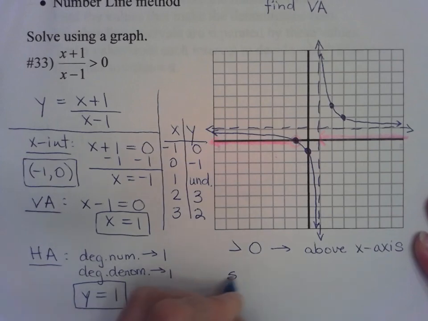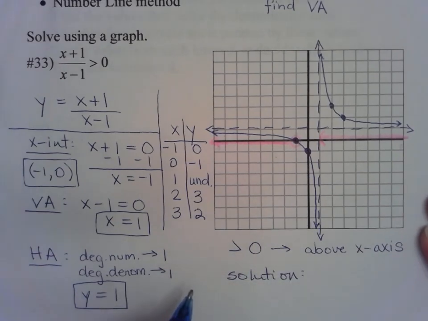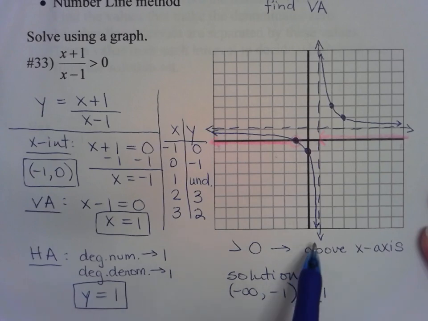So our final answer is going to go from -infinity up to -1, round parenthesis because we're just greater, not equal to. And then we're not including 1 because 1 is where the graph is undefined, right here on the vertical asymptote, up to +infinity.